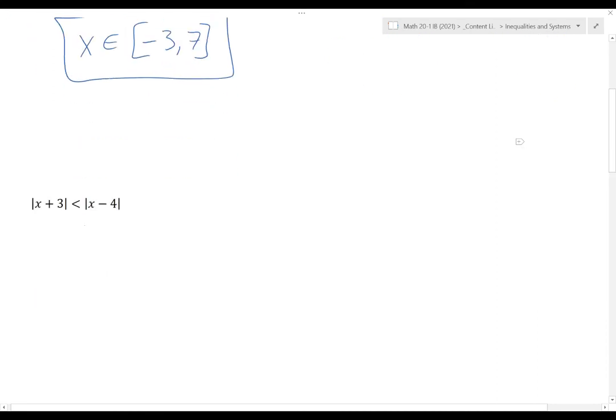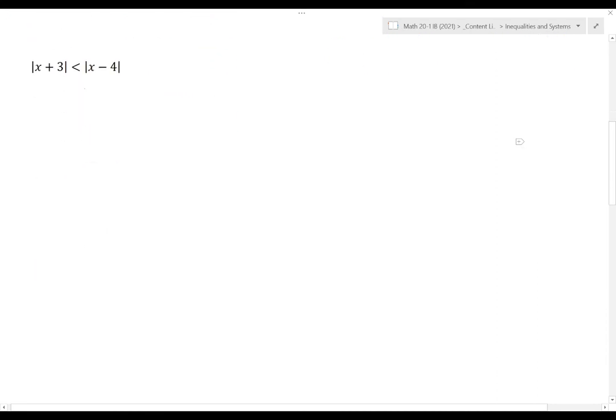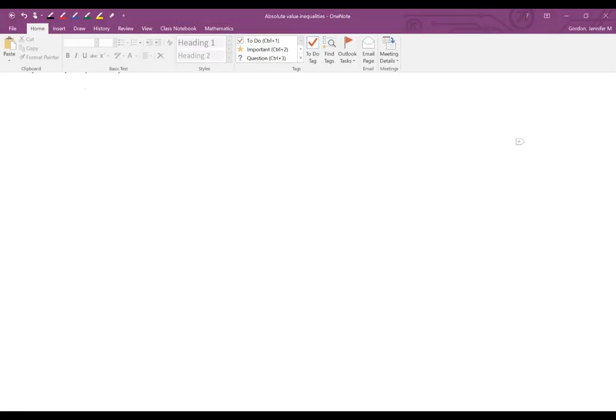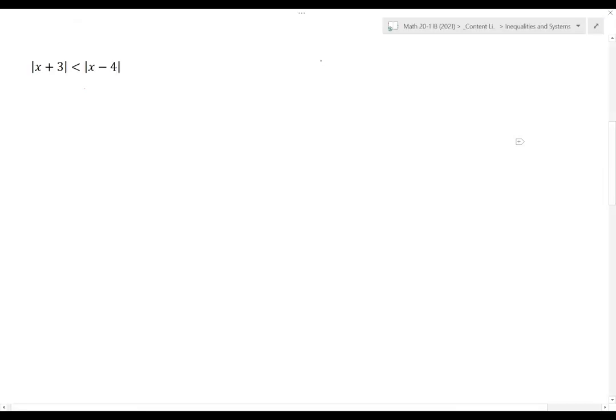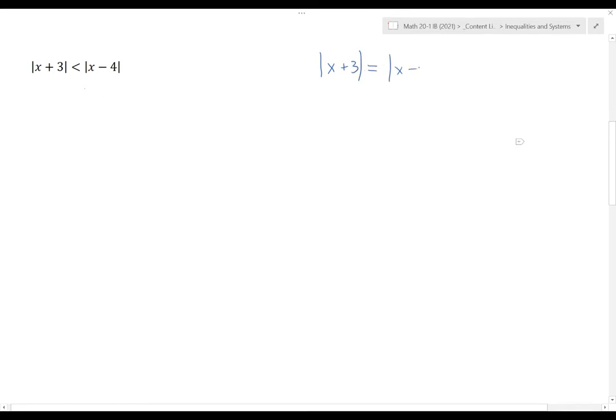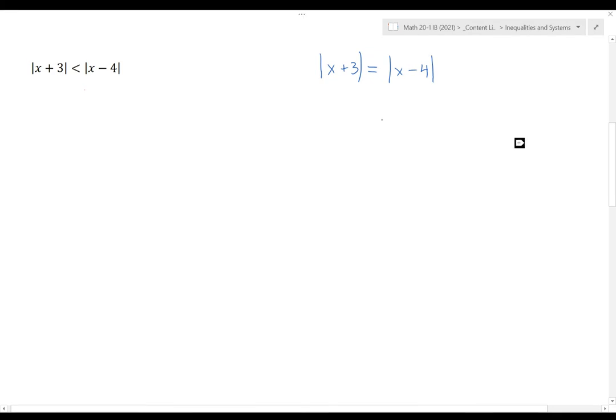Now, obviously, as our inequalities get a little more complicated, as our absolute value equations get a little more complicated, this can take a few more steps. But we start by solving the absolute value of x plus 3 equals the absolute value of x minus 4. So I've got cases here. I've got two critical values. I've got negative 3 and 4.